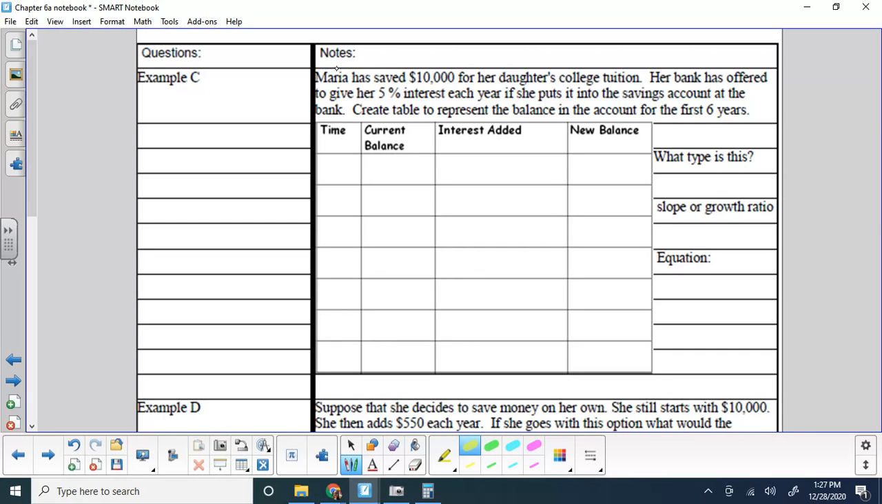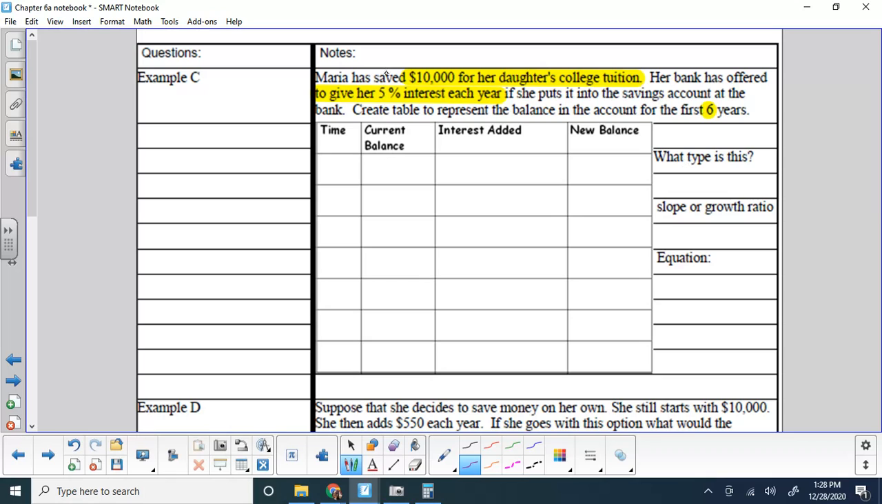So it says Maria has saved $10,000 for her daughter's college tuition. Her bank offered to give her 5% interest each year if she put the savings in an account at their bank. Create a table to represent the balance of the new account for the first 6 years. So let's go ahead and take a look. We have some guided questions over here to help us as we work through this.